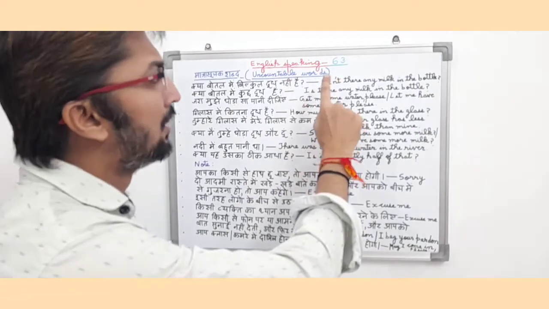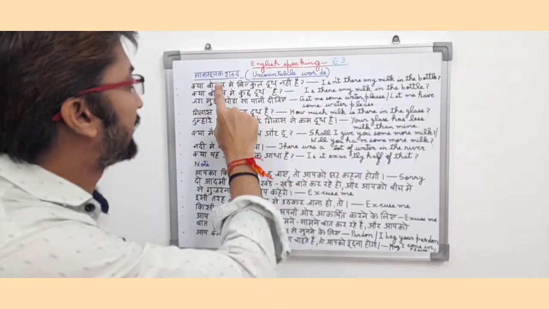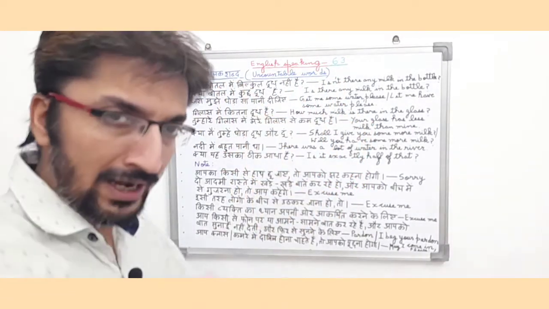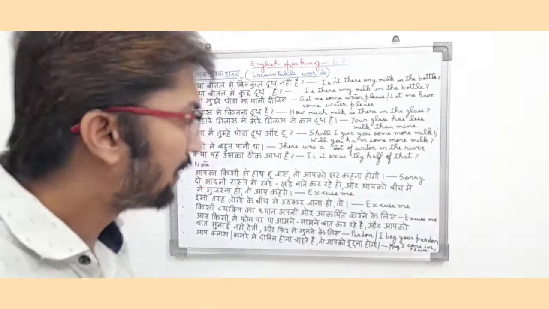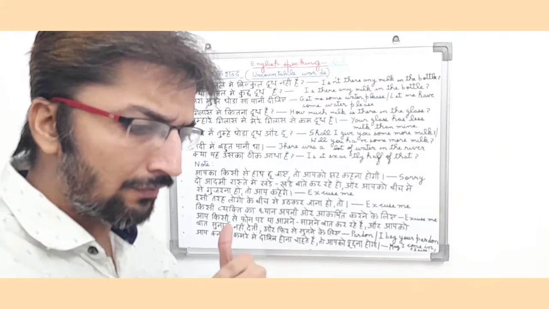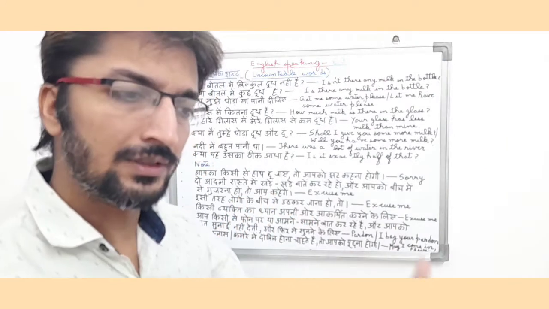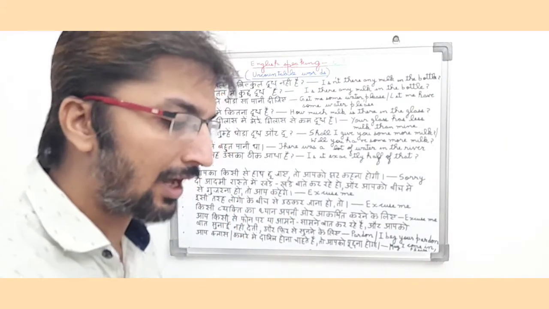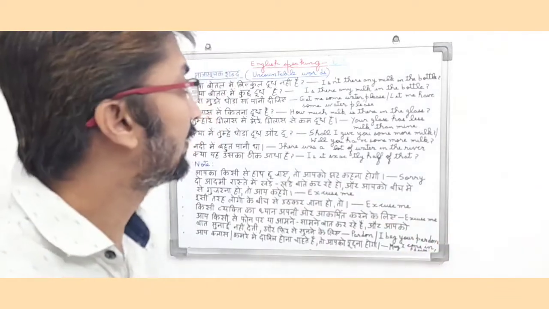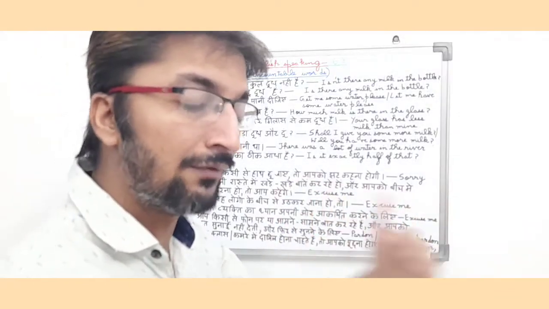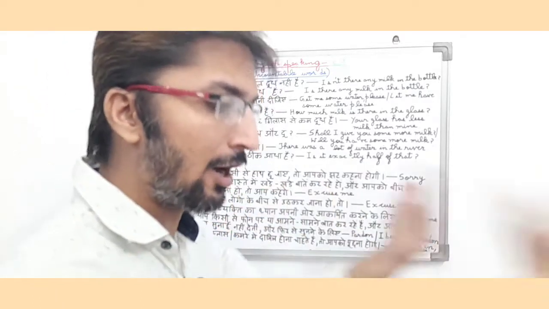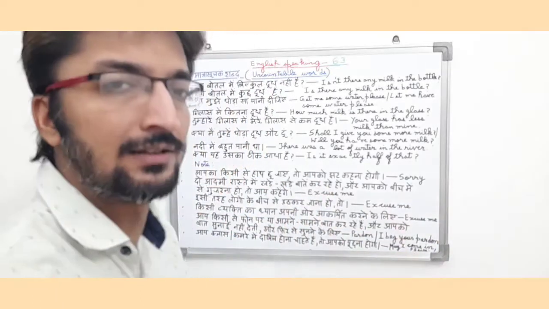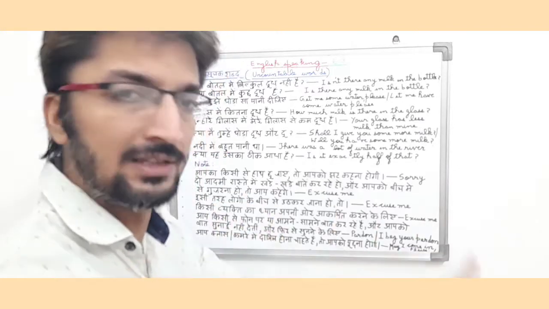English speaking part 63, मात्रा सूचक शब्द, and in English uncountable words. So friends, there are some kinds of words in which we just make assumptions. We are not sure how much quantity is there, so they are basically uncountable. They don't have any fixed quantity, so we just measure the amount, that how much amount we have to use in that item or in that substance, etc.